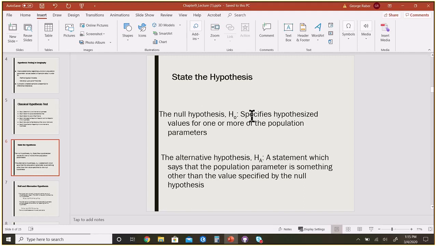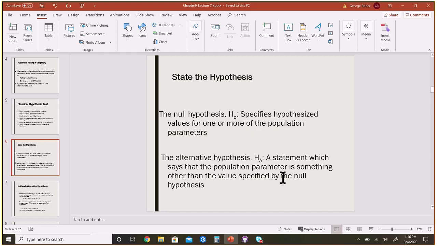Okay, so we talked about this. Every statistical test that we talk about after this point will have a null hypothesis associated with it. So in this case, what we're going to talk about today is just the general form. It specifies a hypothesized value for one or more of the population parameters. So we're talking about a sample, so it specifies that one or more of those values matches some population parameter.